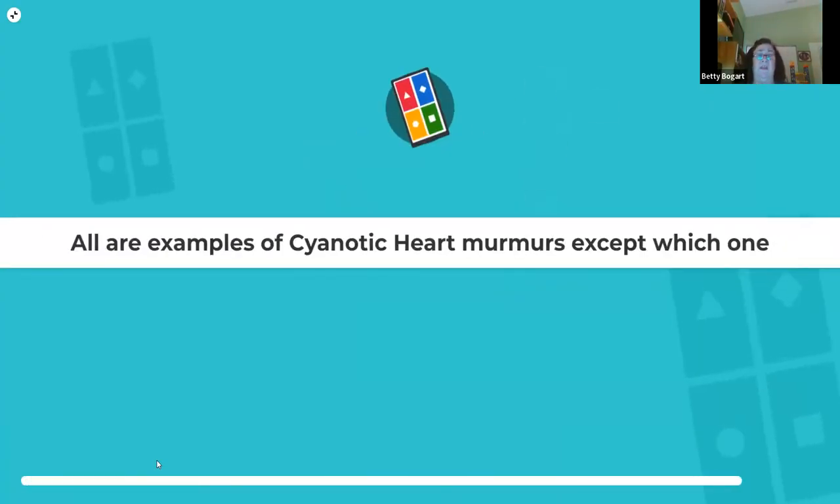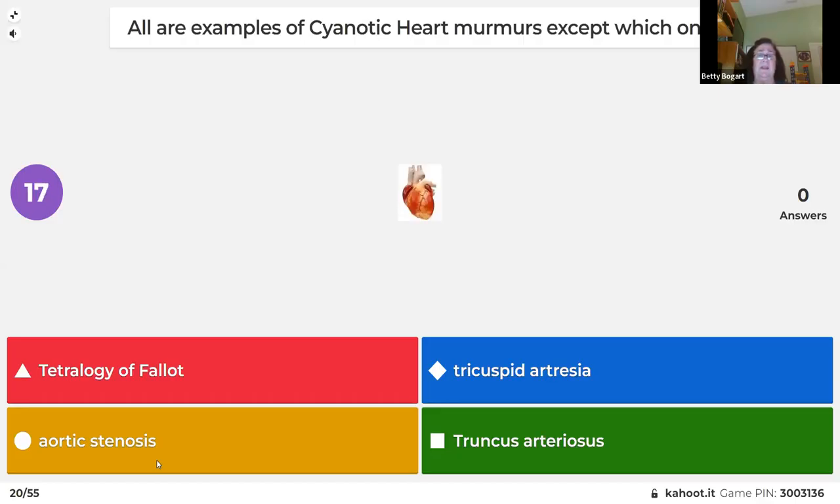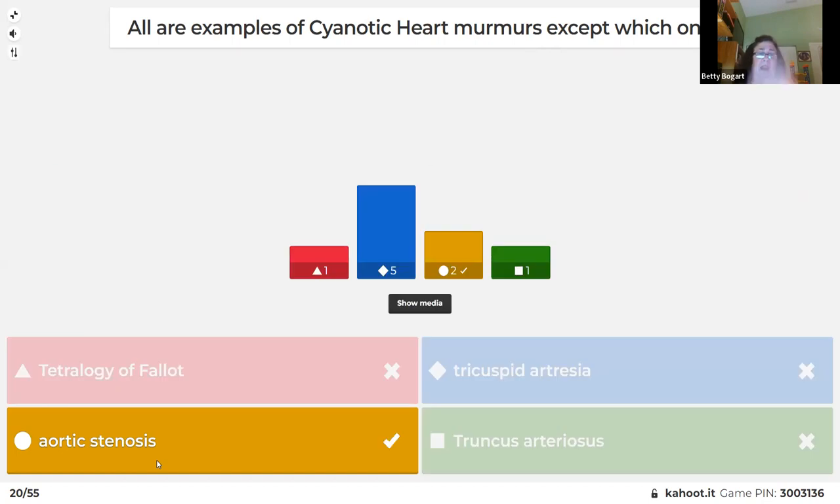All examples are of cyanotic heart murmurs except which one? And it's not truncus. I need to take that one off of there. Which one is not cyanotic? Remember to know those words, stenosis and atresia. What does that mean? Aortic stenosis is on the left side. So it has nothing to do with oxygenation. And it still allows blood to go to the body. Remember, atresia is no opening between the right atrium and right ventricle. How is blood going to go through the pulmonary artery up into the lungs? It can't. So it absolutely is one of those defects that is cyanotic.